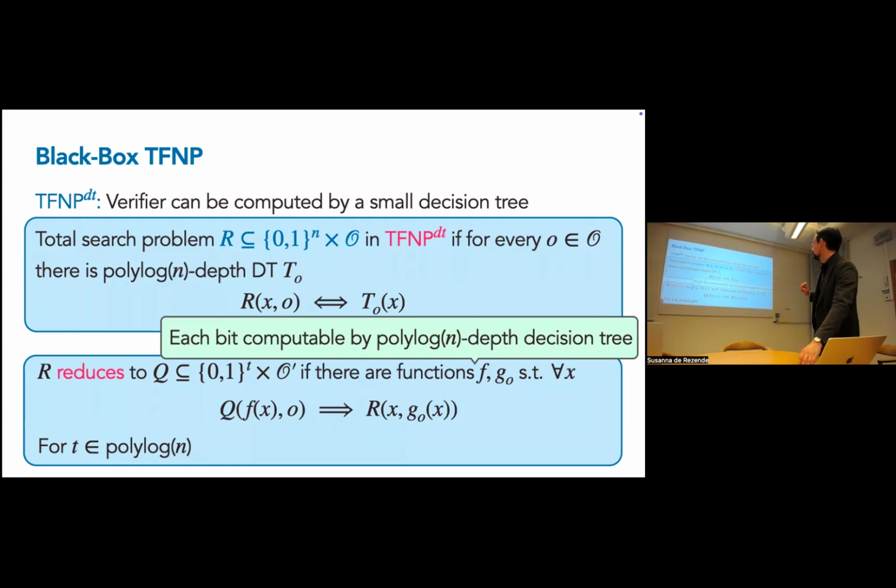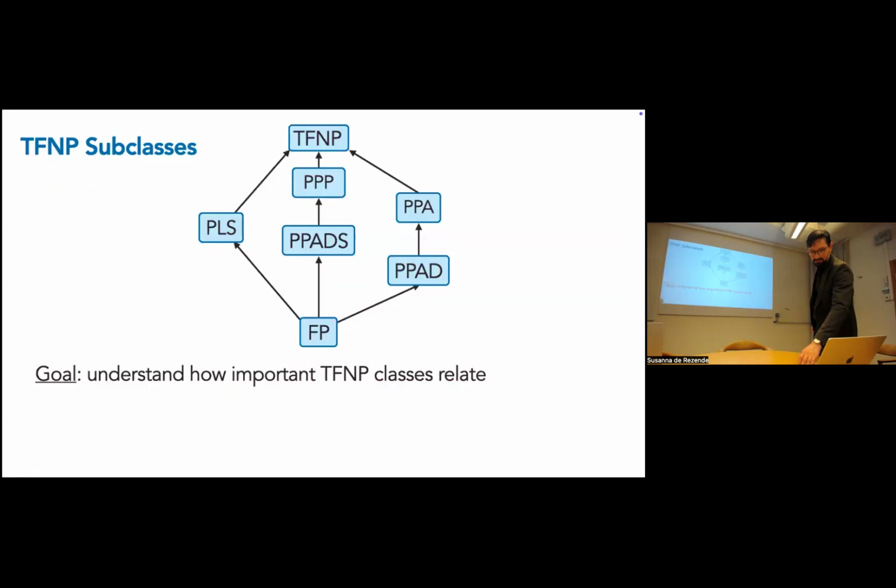So we want each bit to be computed by a polylog depth decision tree. Okay. So then our goal again is to understand how these TFNP classes relate. Now we're going to try to do it in the black box model and hope that that is representative of the white box model. Okay, the main technique for doing this is proof complexity.